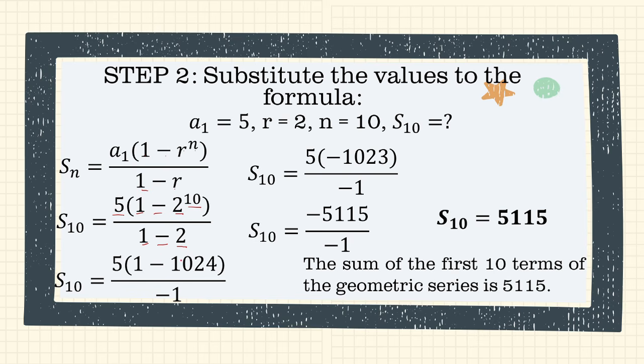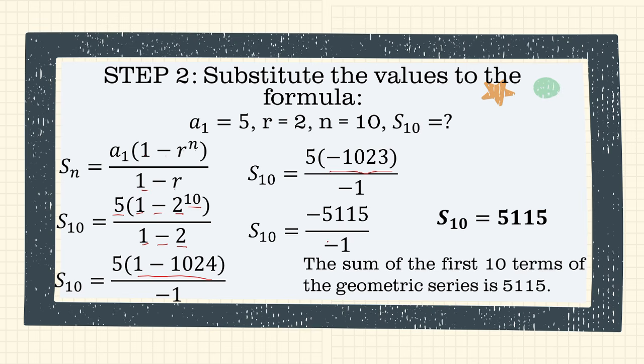Okay. So now, let's first have the exponent, 2 raised to 10, since we can't answer 1 minus 2 raised to 10 yet. So let's determine first the answer for 2 raised to 10. So we will just copy S of 10, the 5, 1 minus, okay, copy that, and 2 raised to 10, that is 1024, over 1 minus 2. So 1 minus 2, that is negative 1. So now let's have the next step. S of 10 is equal to 5 times 1 minus 1024, that is negative 1023, divided by negative 1.